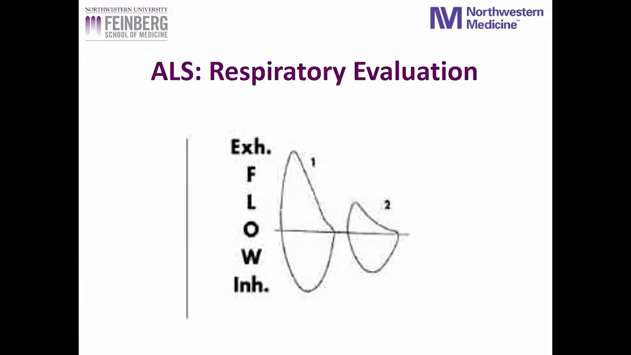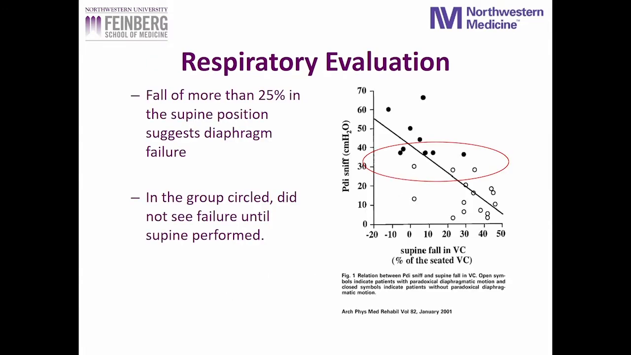So this is a forced vital capacity or flow volume loop of a normal person and a person living with ALS. And you can see, again, that they have a restrictive thoracic disease, right? So there's a restriction in their forced vital capacity. This study showed that it's important to do both upright and supine because there's a fall of more than 25% in the supine position, and that suggests diaphragm failure.